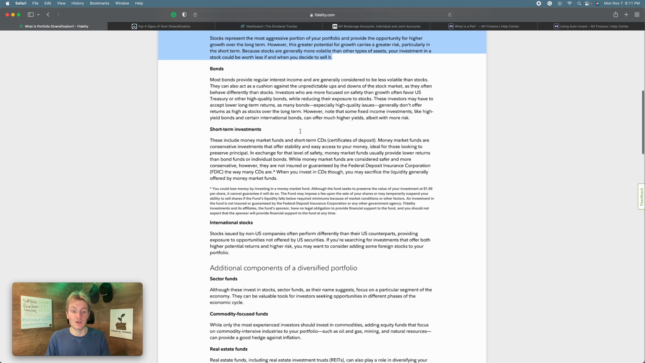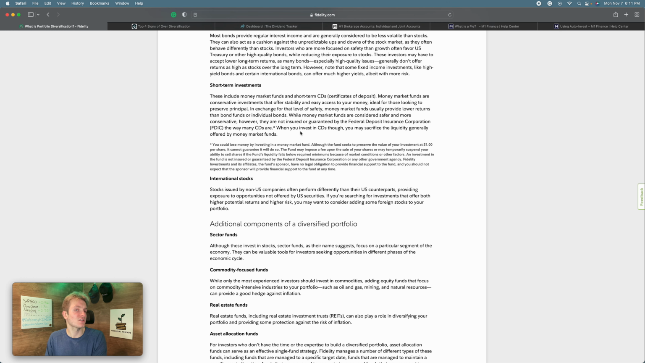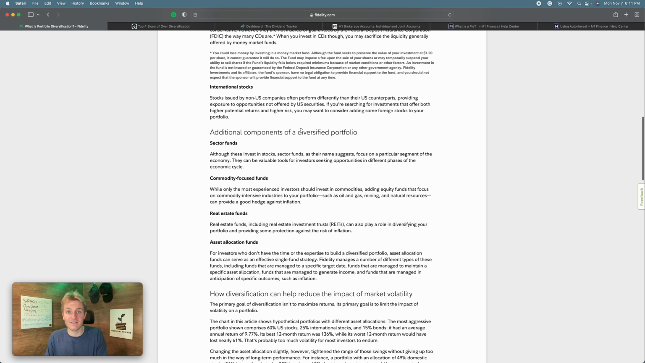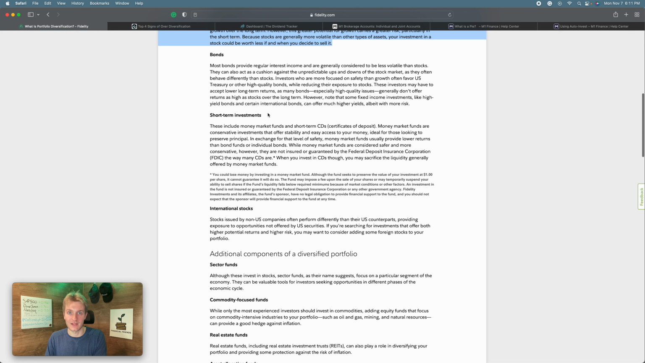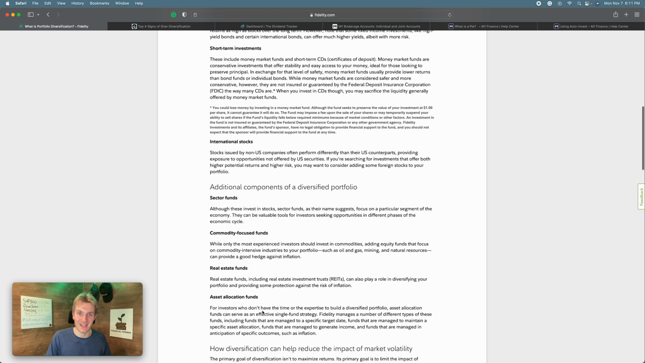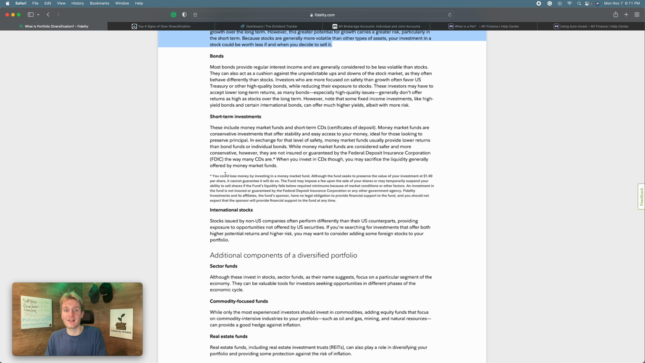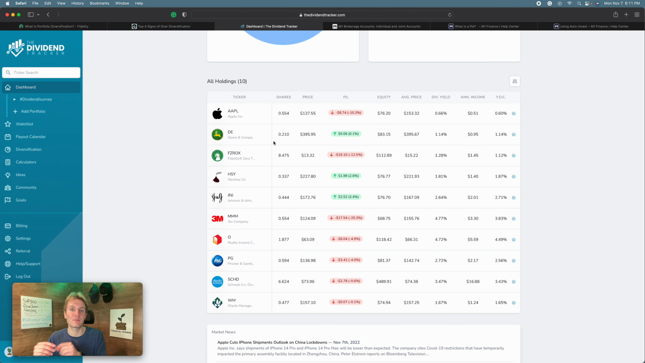I also own no sector funds, but I am diversified among sectors. I own no commodity funds whatsoever. I do have allocation to real estate, but only through one company. And I don't have any asset allocation funds in this particular portfolio, but I do own bonds indirectly through an asset allocation portfolio. I do have additional real estate exposure. I do own a couple of sector funds, if you will. I have allocation to all these, but not in my particular portfolio.